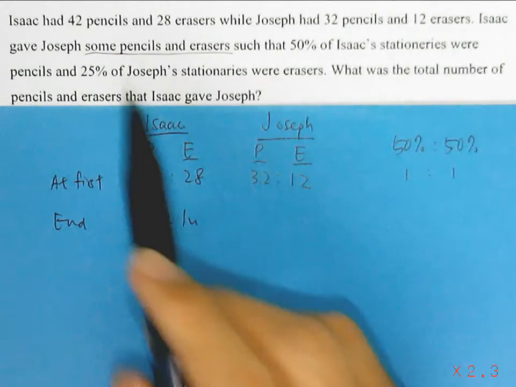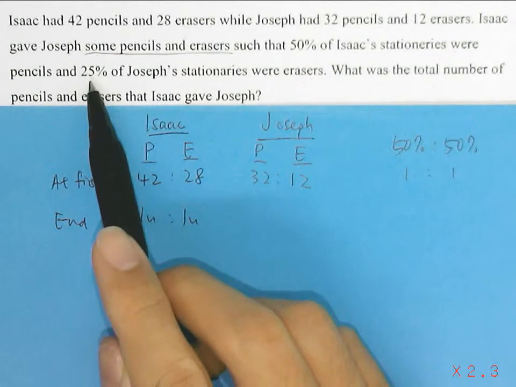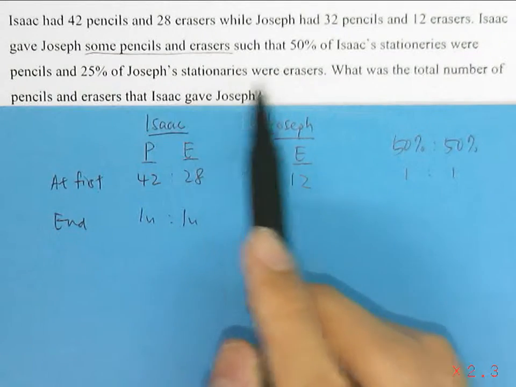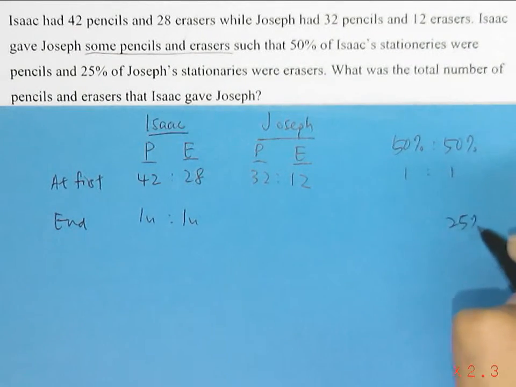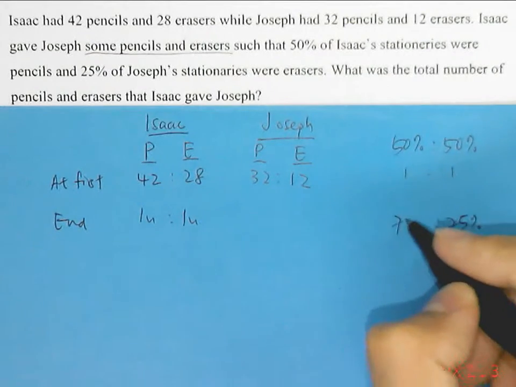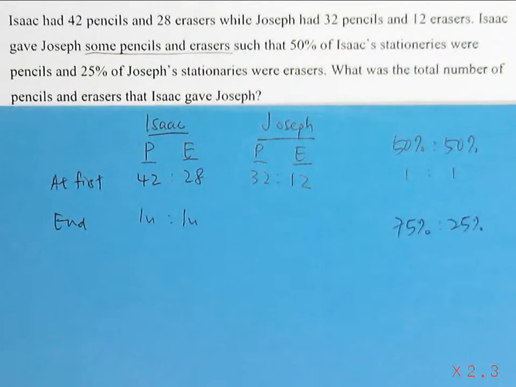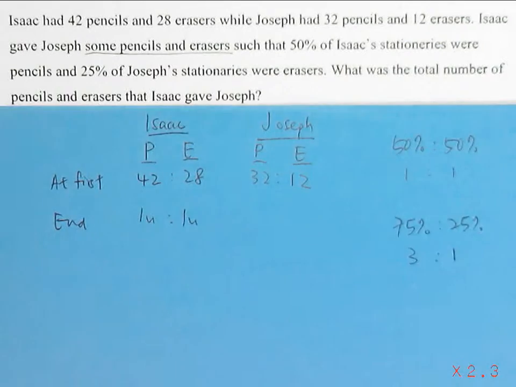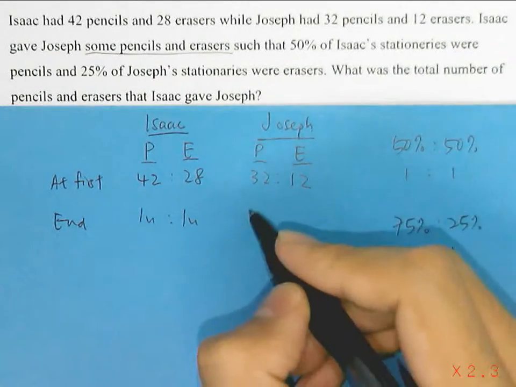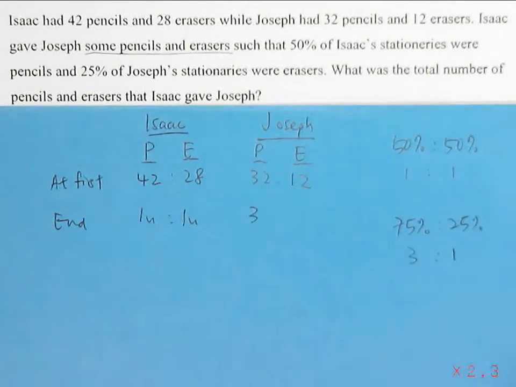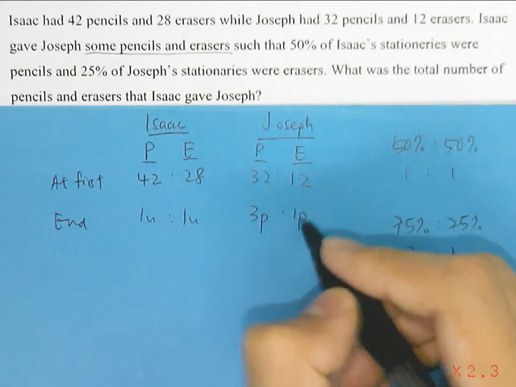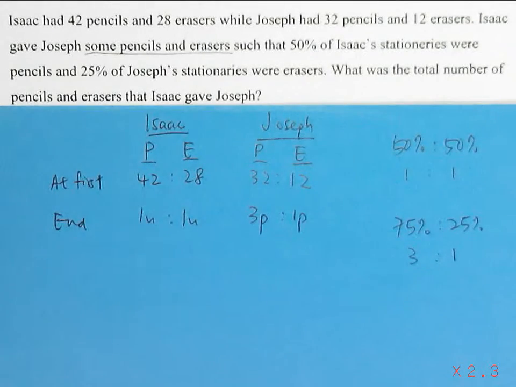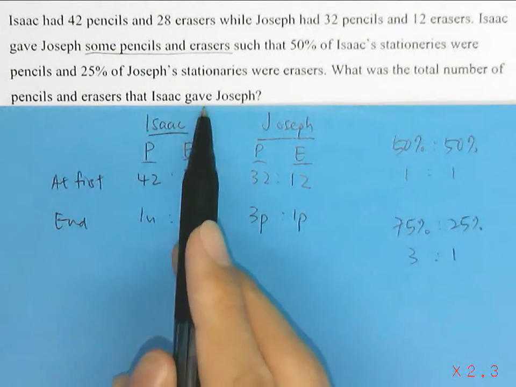Alright, as for Joseph, we see that in the end, 25% of Joseph's stationaries were erasers. So if 25% were erasers, then the remaining 75% must have been pencils. So this ratio of 75% to 25% can similarly be simplified into 3:1. So we can also transfer this ratio for Joseph's end number of stationaries, which will be 3 parts is to 1 part. Okay. Now the question asks, what's the total number of pencils and erasers that Isaac gave Joseph?